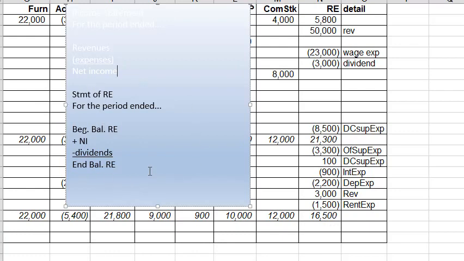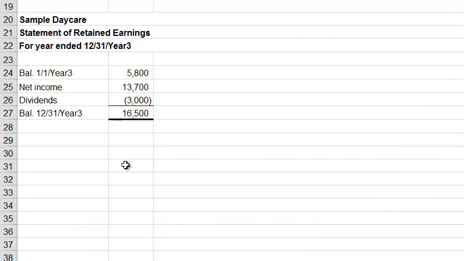This one will be easy. See if you can write out a statement of retained earnings, and we'll take a look at it together in a minute. Here it is. Looks just like we talked about. The math works. The beginning of the year balance plus net income. Net income came from our income statement, minus dividends, gives us our end of the year balance in retained earnings.